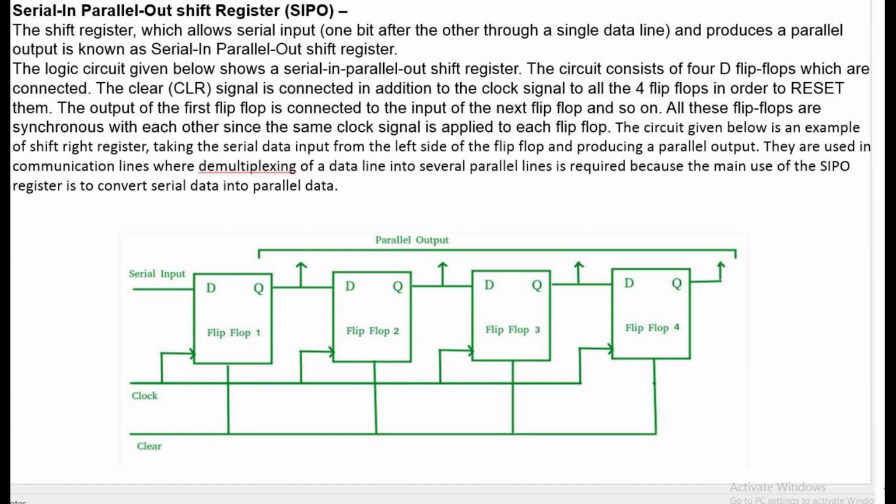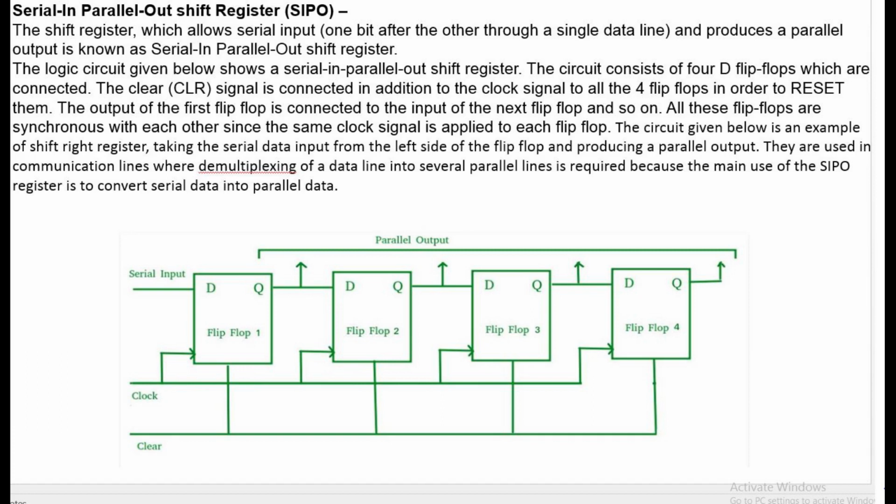Serial in, parallel out shift register, SIPO. The shift register which allows serial input and produces a parallel output is known as a serial in, parallel out shift register. The logic circuit given below shows a serial in, parallel out shift register. The circuit consists of 4 D flip-flops which are connected. The clear signal is connected in addition to the clock signal to all 4 flip-flops in order to reset them.